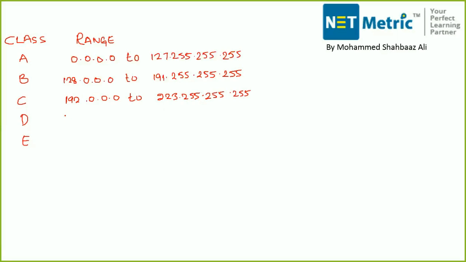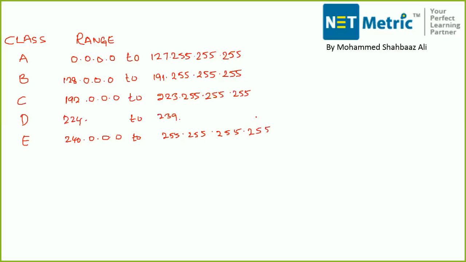The range of class D is 224.0.0.0 till 239.255.255.255. Class E starts from 240.0.0.0 and will end at 255.255.255.255.